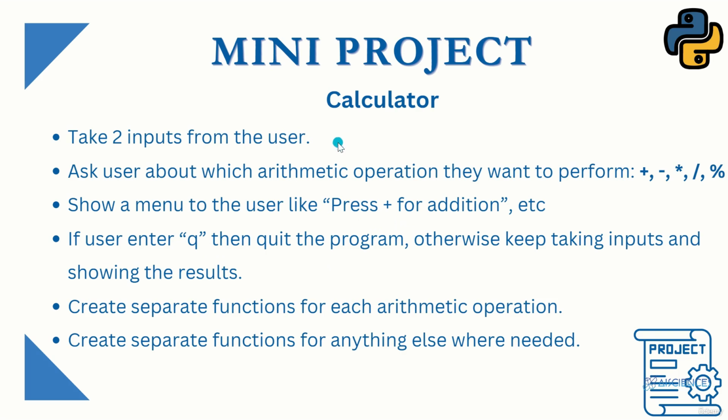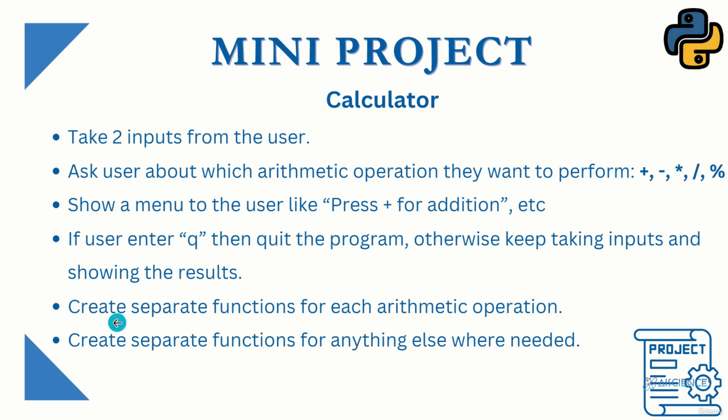User enters 5 and 6. Then we'll ask the user to enter any operation. User enters plus. So it will show the addition of the two entered numbers. And then again, it will ask to enter two numbers, right? But if the user enters Q instead of any operation, then it should quit the program. Otherwise, it should keep asking for the numbers and operations and so on and so forth.